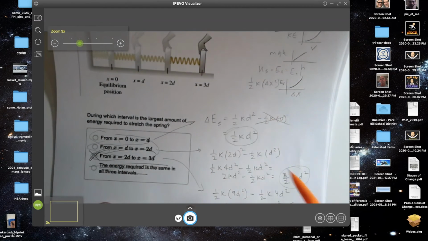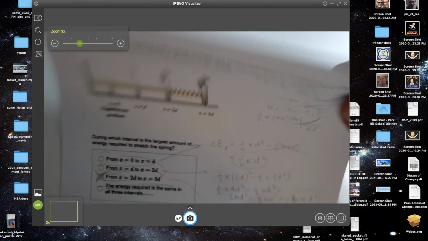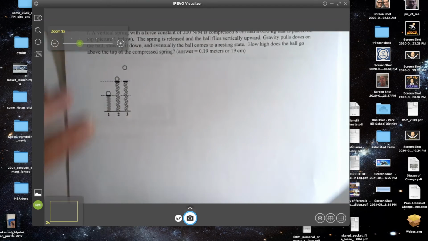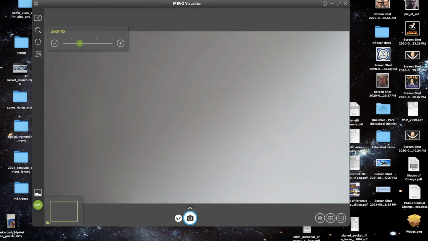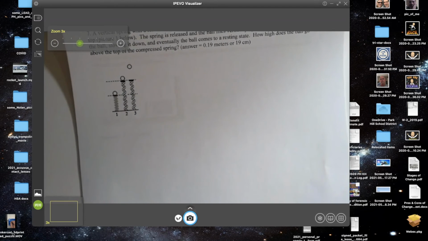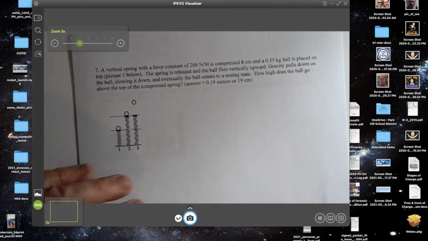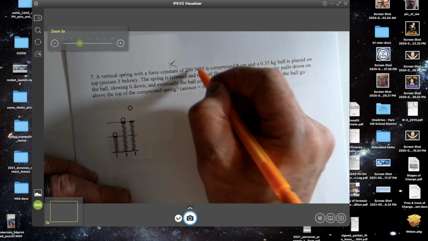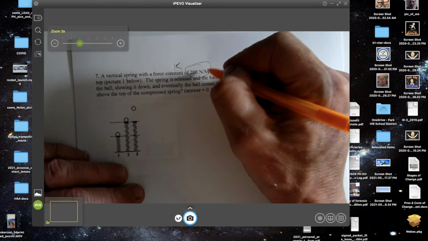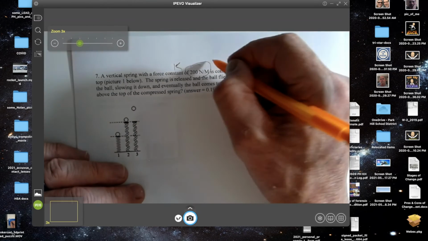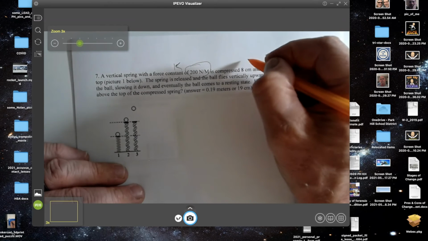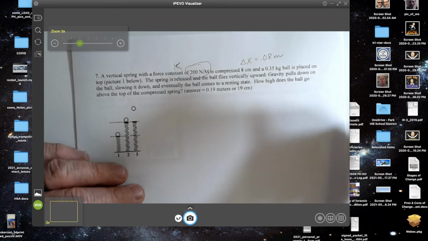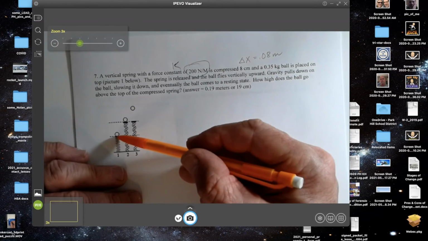Well, this didn't really involve any sort of conservation of energy, but it did involve determining some spring energies. Let's do maybe the next one. That would involve a spring also. So we have a vertical spring with a force constant, a k value of 200 newtons per meter. It is compressed 8 centimeters. So this is your Δx, 0.08 meters. So we're taking a spring, basically compressing it.